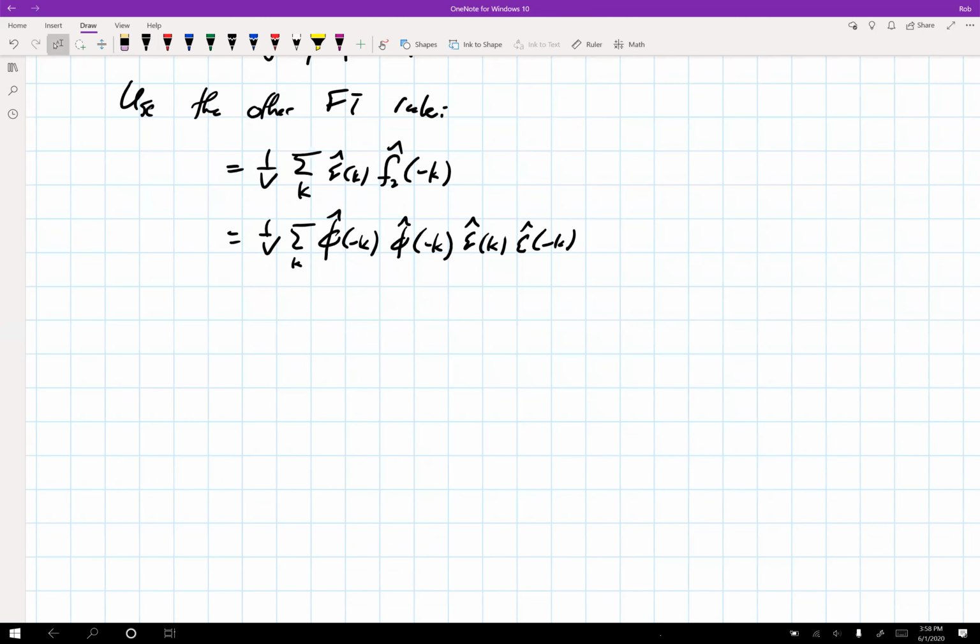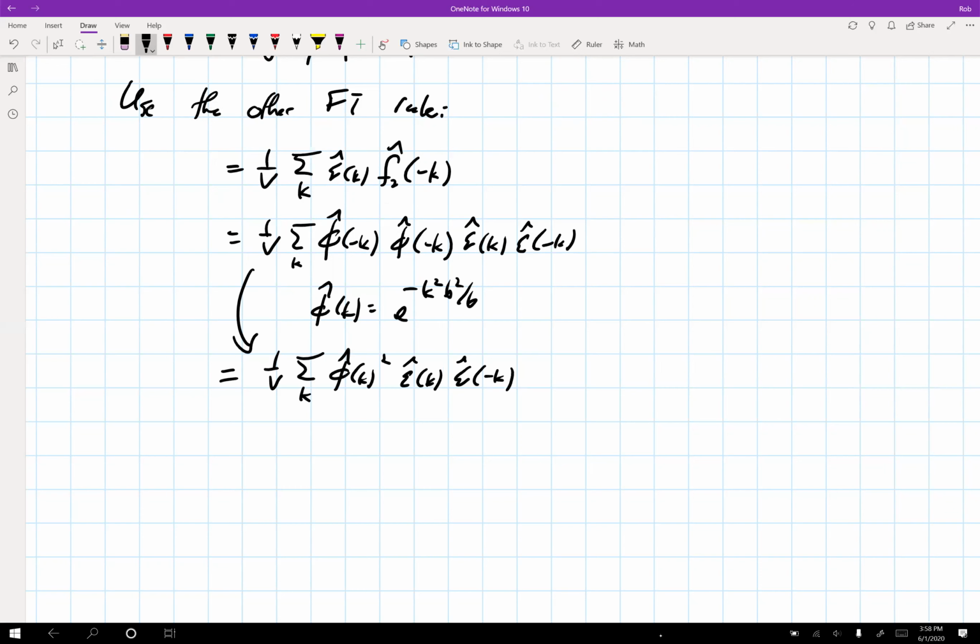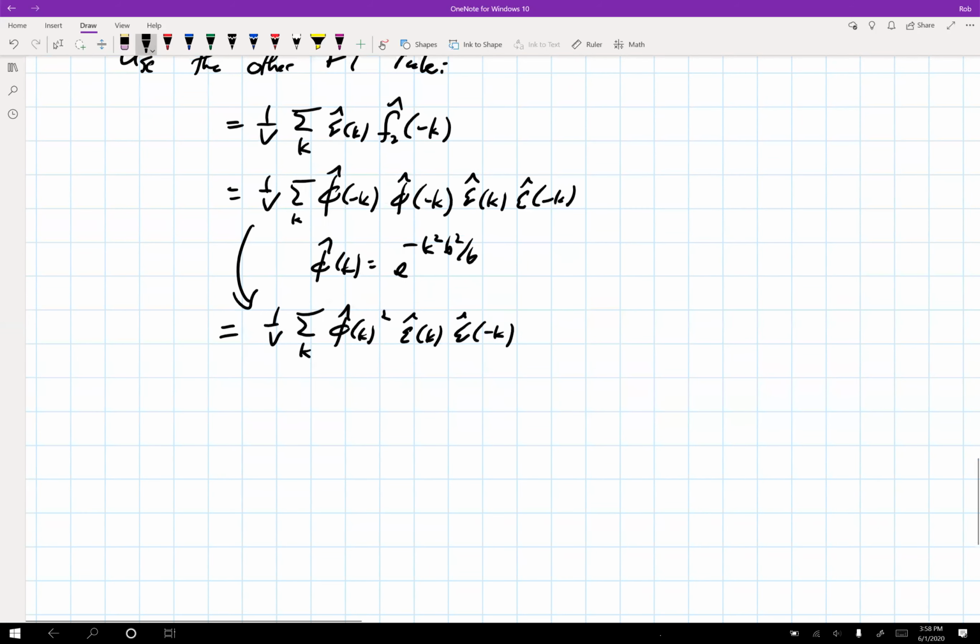All right, and remember, phi represents a Gaussian potential, and so this thing, phi hat of k, we know what this is. This is e to the minus k squared b squared over 6. And this is an even function, so it doesn't care if it's plus k or minus k. As long as it has the same magnitude, you'll get the same value. So we can use the fact that it's even, and all of this now becomes 1 over V sum over k, phi hat of k squared, epsilon hat of k, epsilon hat of minus k.